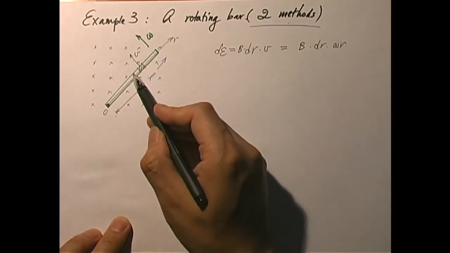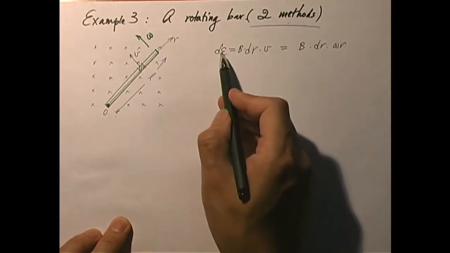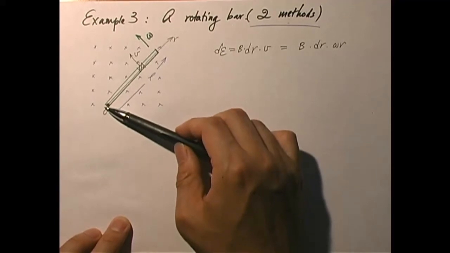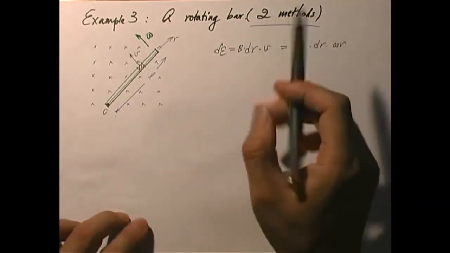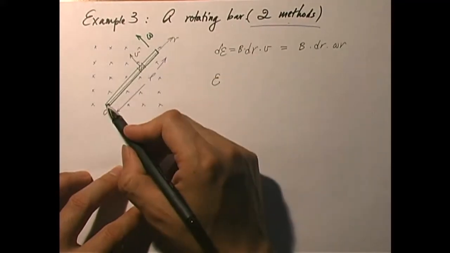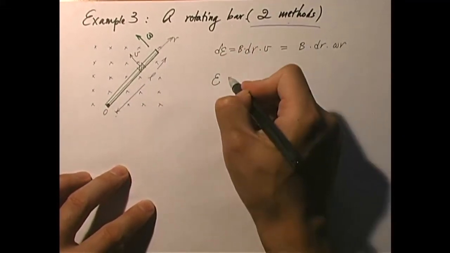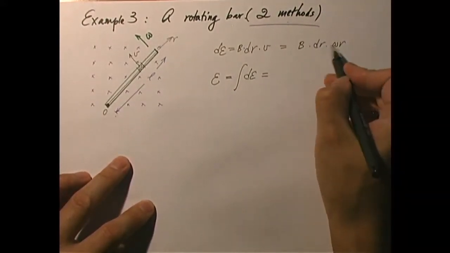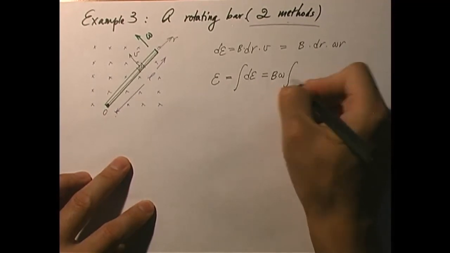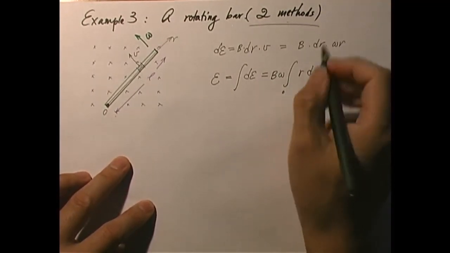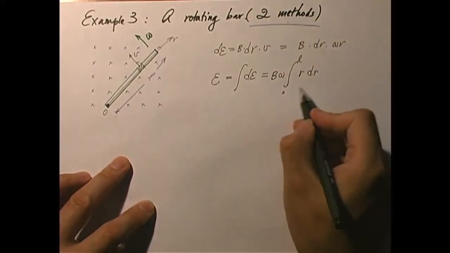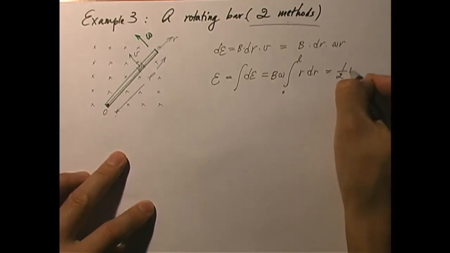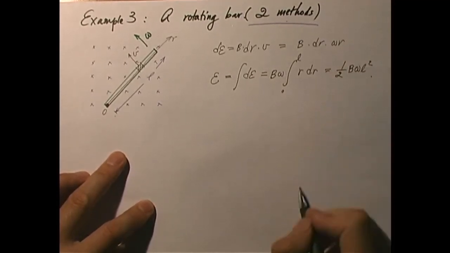Now, every one of these segments will generate its own d epsilon, and the total potential difference between this point and that point will be the sum of all these d epsilons. So therefore, epsilon, the EMF generated between the two ends, would be an integral over d epsilon, and that will be equal to what? B and omega are constants, so we take them out, leaving the integral of r dr from 0 to the length L. The integral is very simple, 1/2 L squared. That gives you 1/2 B omega L squared.